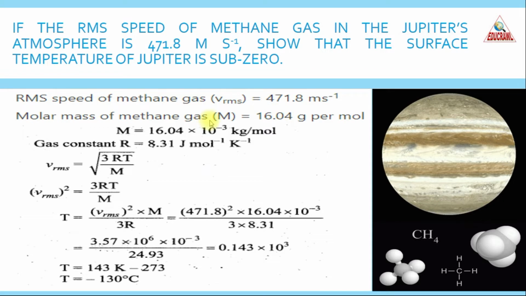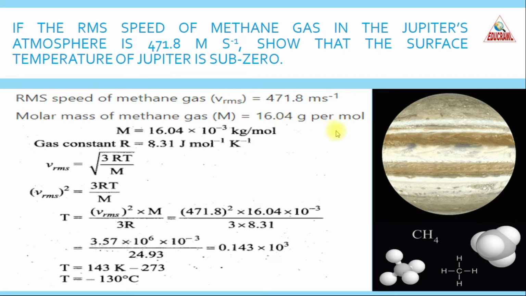The molar mass of methane we have to find. The formula for methane is CH4. So for carbon the mass is 12, plus for hydrogen it is 1. It has 4, so 1 into 4 is 4. So 4 plus 12 will be approximately 16. So the molar mass of methane gas is approximately 16, but the exact value is 16.04 gram per mole.